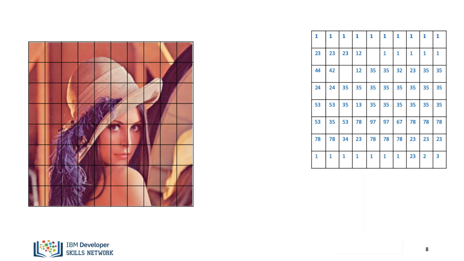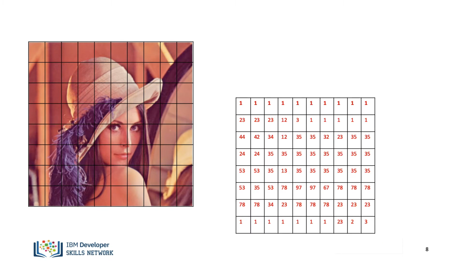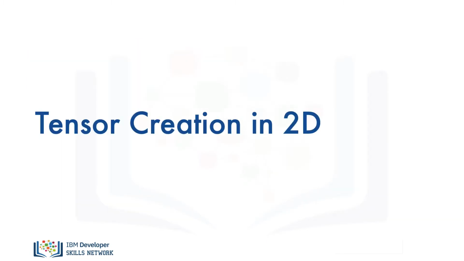Like a grayscale image, each color component is made up of different intensity values that can be represented as a tensor. This matrix contains the intensity values of the blue channel in the picture. Similarly, this one has the intensities for the green channel, and this one has intensities for the red channel. Now let's look at how we can create a tensor in 2D.